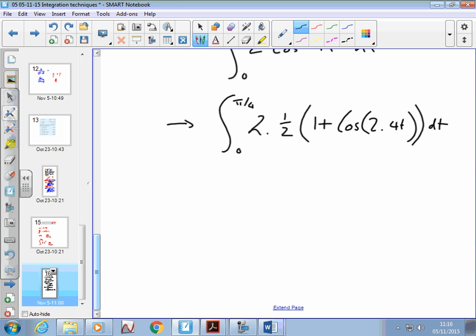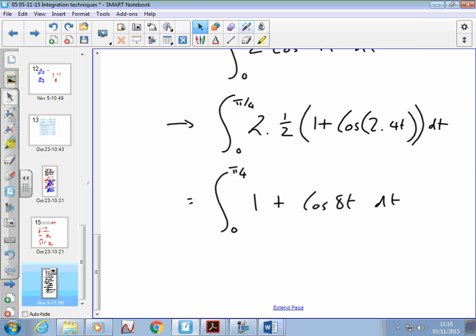Well, I can do a bit of simplifying. 2 times a half is just 1, so these two cancel each other out, and 2 times 4 is 8, so I can call that 8t. So I end up with the integral between 0 and pi over 4 of 1 plus cos 8t dt. And suddenly that looks much more straightforward. I can now integrate that because they're just standard integrals.